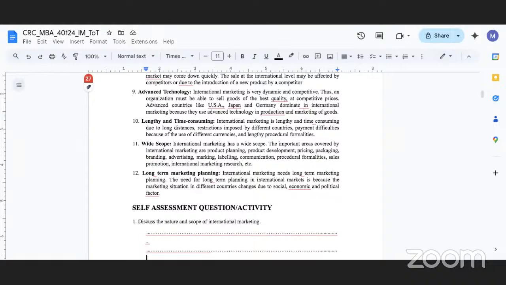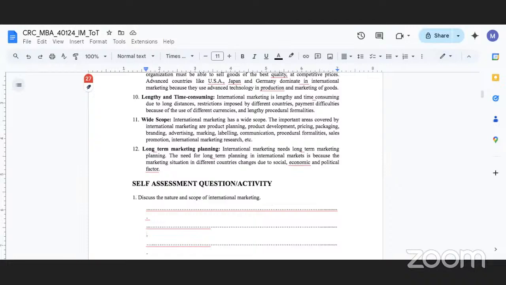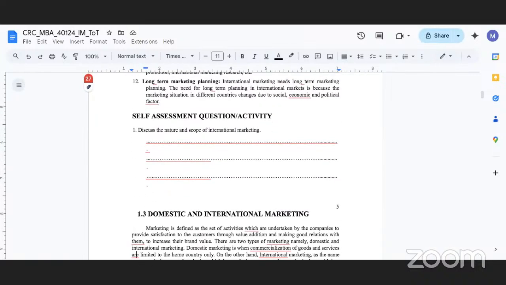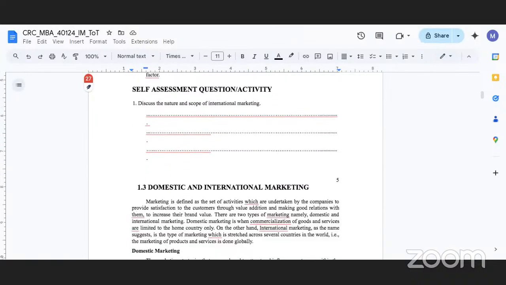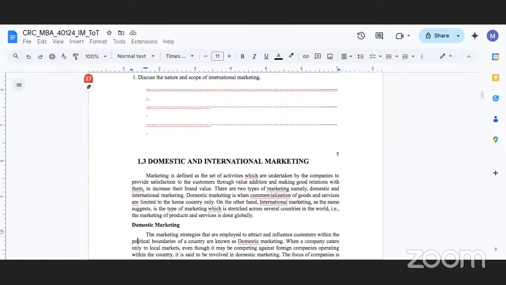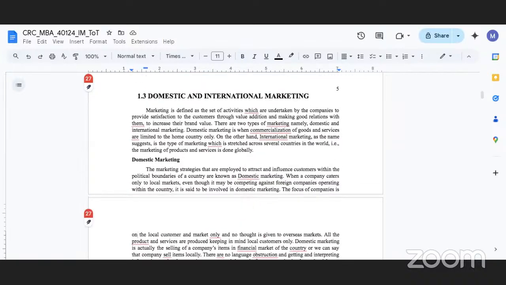Of course, there is also a wide scope in terms of, like we said, the product planning, the development, pricing, packaging, and other factors of a product. But one important thing that we need to understand is when we are talking in terms of international marketing, it is not something that I can do in a jiffy. I need to plan well ahead, and it's a long term process.